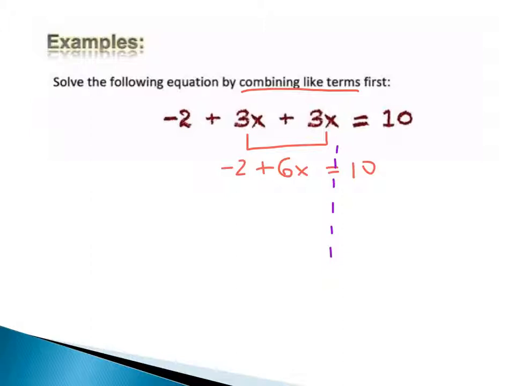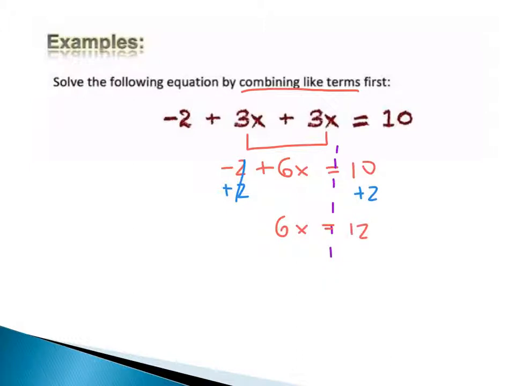What I see here is 6x plus negative 2. You can think of it as subtraction, but what I'm going to do is get the inverse. The inverse of negative 2, the opposite, would be positive 2. So I'm adding 2 to both sides. That's going to cancel on this side, leaving me with 6x equals 10 plus 2, which is 12.